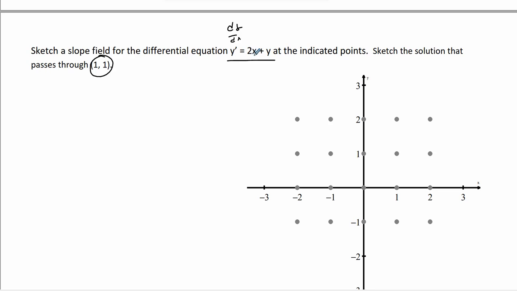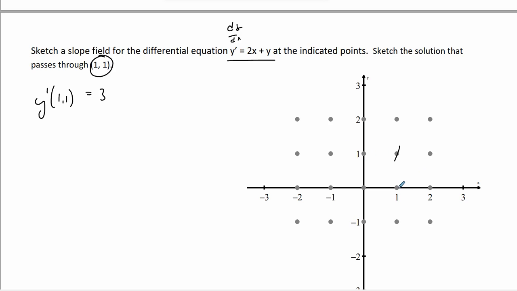So if I plug 1 in, I get 3. So y prime of 1 comma 1, I get 3. And so at 1, 1, I'm going to get 3. So we're going to go, ooh, that's pretty vertical. I don't want to go that vertical. We'll go like that. Okay, and I want to plug in all the other points.